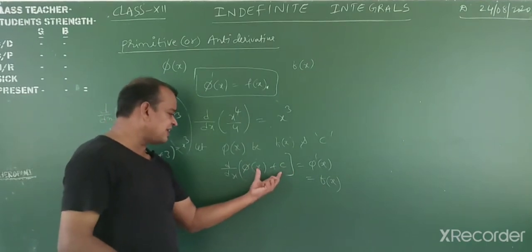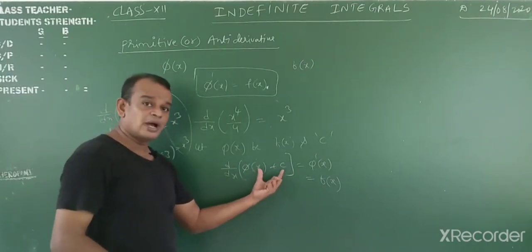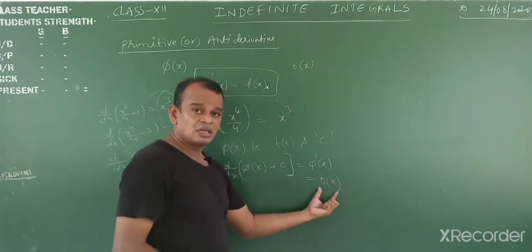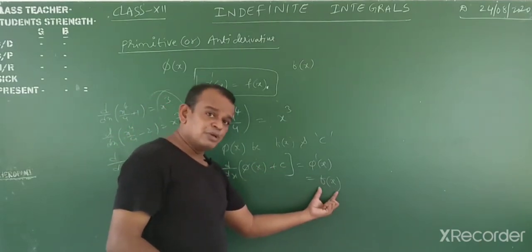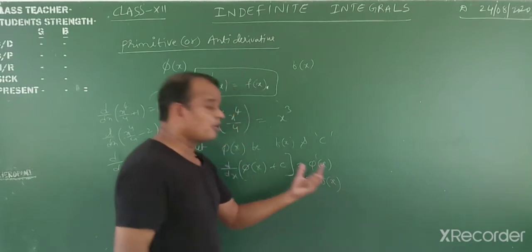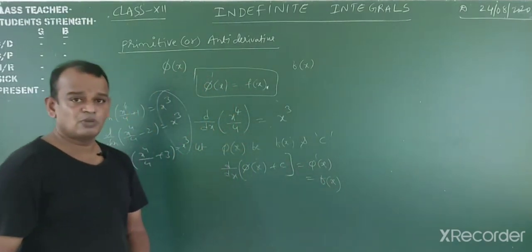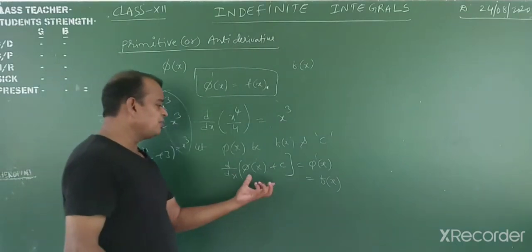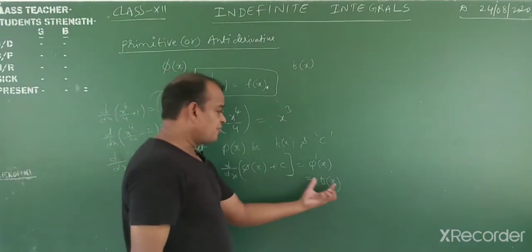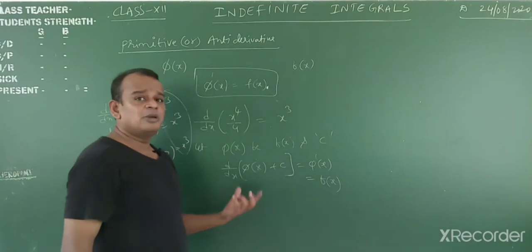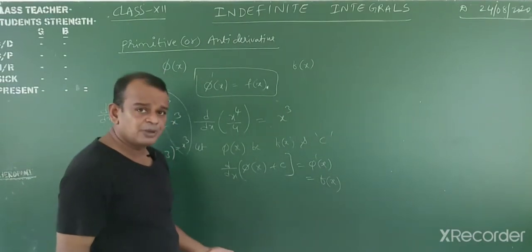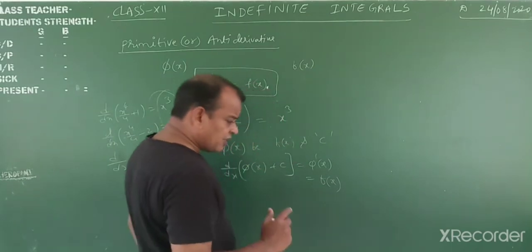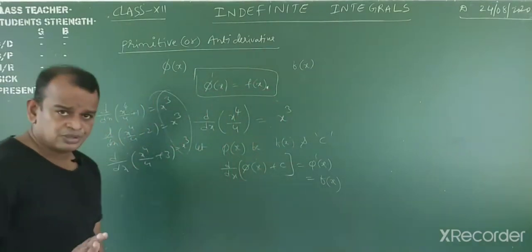Therefore, phi of x plus c is the antiderivative, primitive, or integration of f of x. Okay, my dear students, understood or not? That's why f of x has infinitely many primitives. One function has infinitely many primitives, a family of primitives.